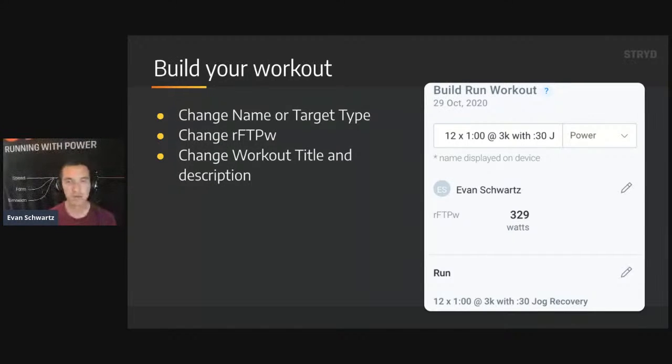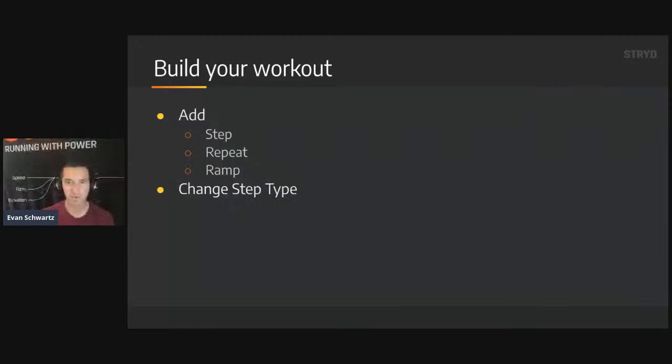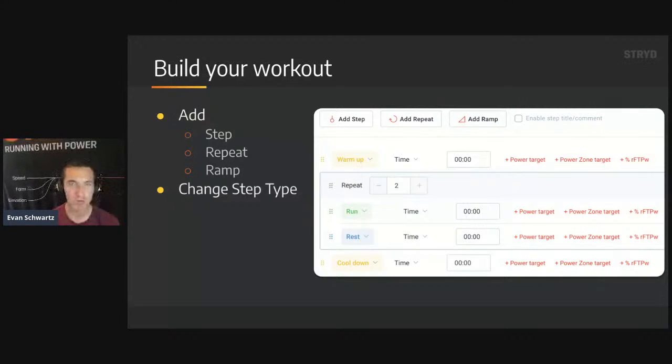Then we can also go back, and the third option here is to change the workout title and the workout description. The main bulk of the screen is going to be focused around this actual building setup, which I really enjoy. We can add a step, we can add a repeat, and we can add a ramp. And for this workout, we have a step, which is our warm-up. Then we have a repeat, which is going to be 12 times 1 minute with 30 seconds recovery. And then we have another step, which is a cool down.